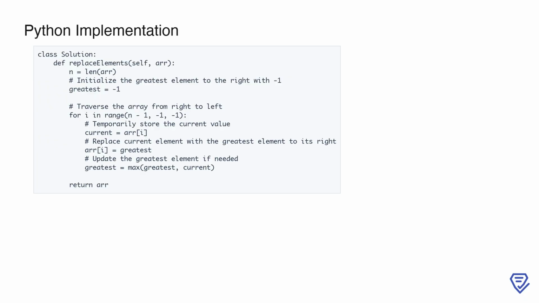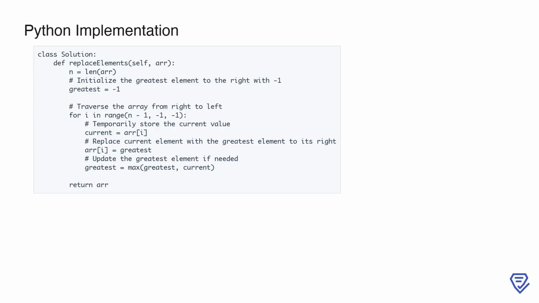Complexity analysis. Time complexity. The solution processes each element of the array exactly once, making it O(n), where n is the length of the array. Space complexity. The solution uses only a constant amount of extra space, O(1), as the transformation is done in place.